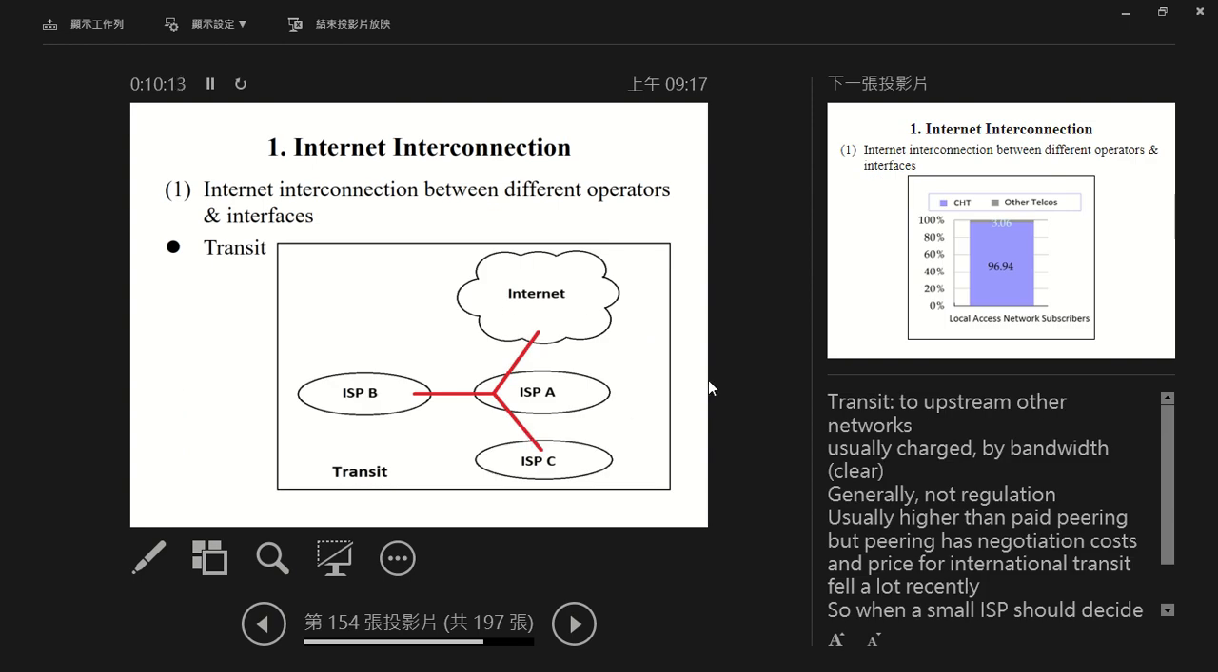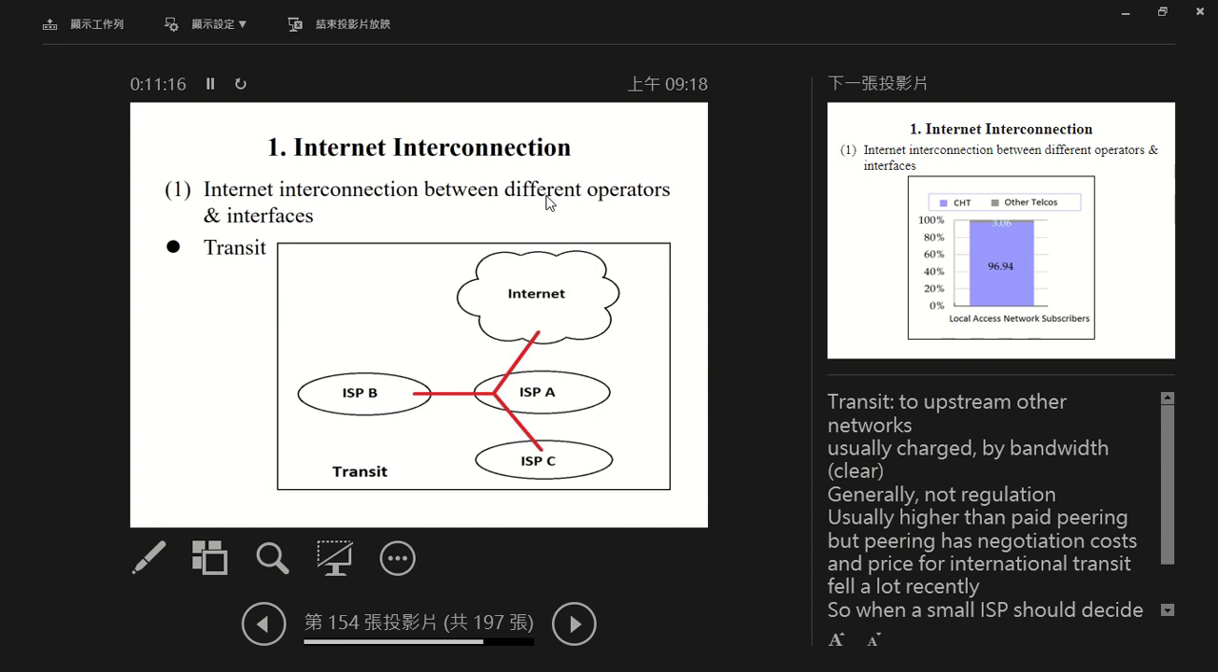And another kind of internet interconnection arrangement is called transit. The concept of transit is like ISP B borrows the network of another ISP. For example, take the network of ISP A, and ISP B borrows its network to transmit its internet traffic into another network, for example, to the internet. So if an ISP wants to transmit its internet traffic into the internet, the general practice is to do transit.